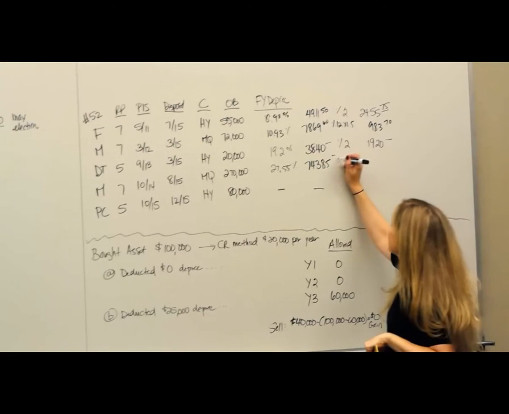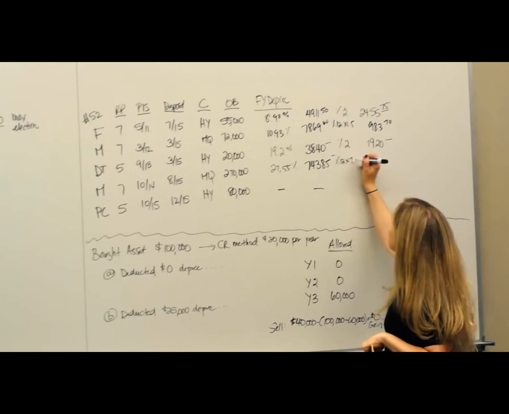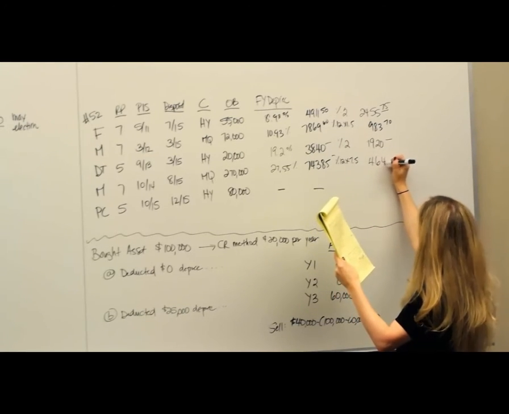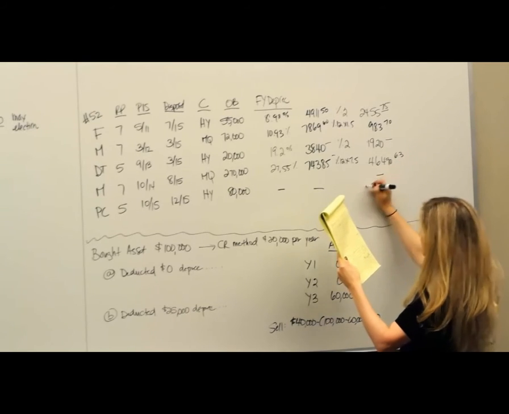So again, guys, you could say divided by 12 times the 7.5 months you're allowed. That should work out to 46,490.63.